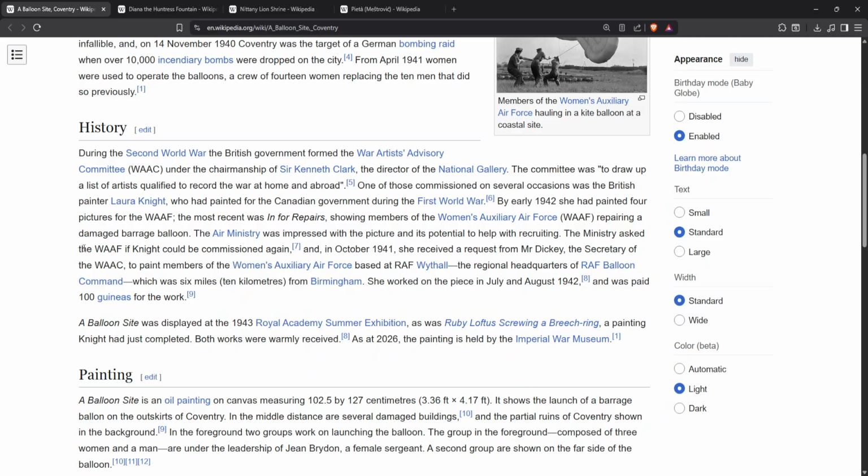The most recent was In for Repairs, showing members of the Women's Auxiliary Air Force, WAAF, repairing a damaged barrage balloon. The Air Ministry was so impressed with the picture and its potential to help recruiting that the ministry asked the WAAC if Knight could be commissioned again, and in October 1941, she received a request from Mr. Dickey, the Secretary of the WAAC, to paint members of a Women's Auxiliary Air Force based at RAF Withal, the regional headquarters of RAF Balloon Command, which was 6 miles, 10 kilometers from Birmingham. She worked on the piece in July and August 1942, and was paid 100 guineas for her work.